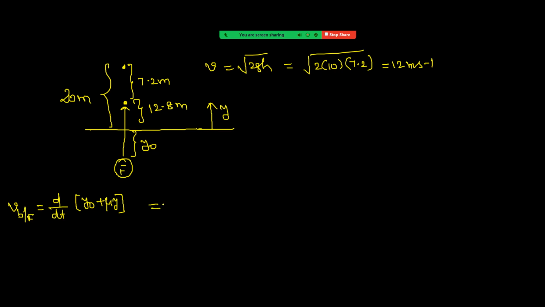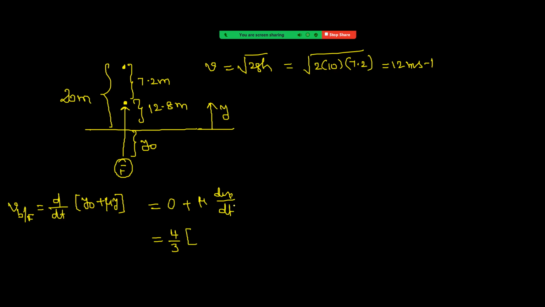See what is that? Y naught is a constant because the fish is not moving, so its derivative is 0. Next, derivative of mu y. I am taking mu outside, mu dy by dt, the rate of change of y. So this is giving us the velocity. At this instant the velocity is 12, and the mu value given is 4 by 3, and this is now 12.